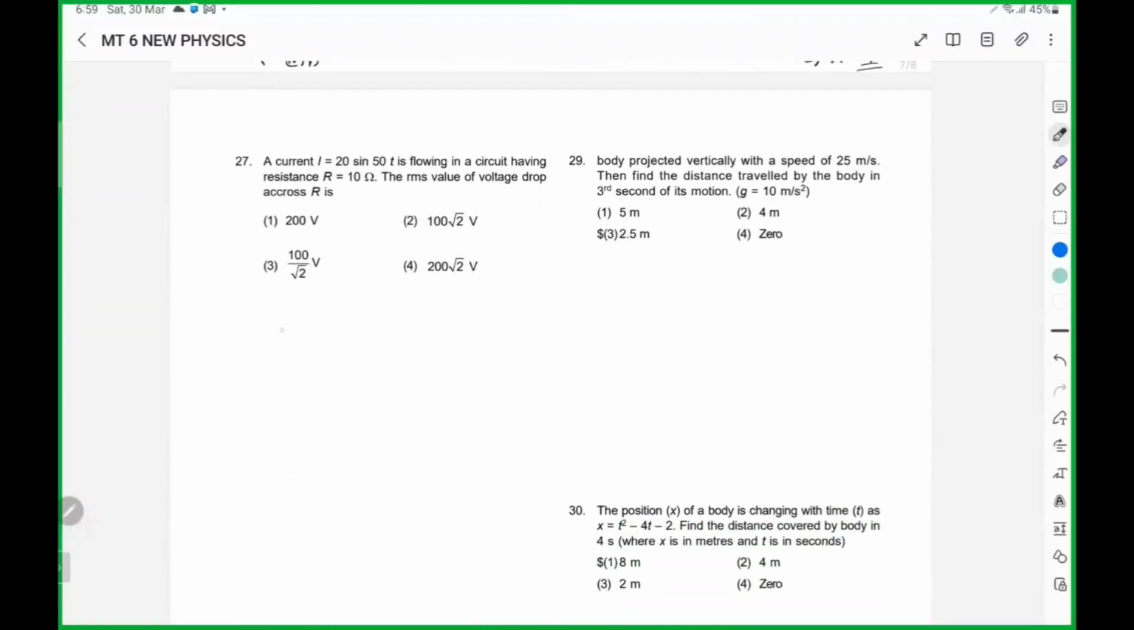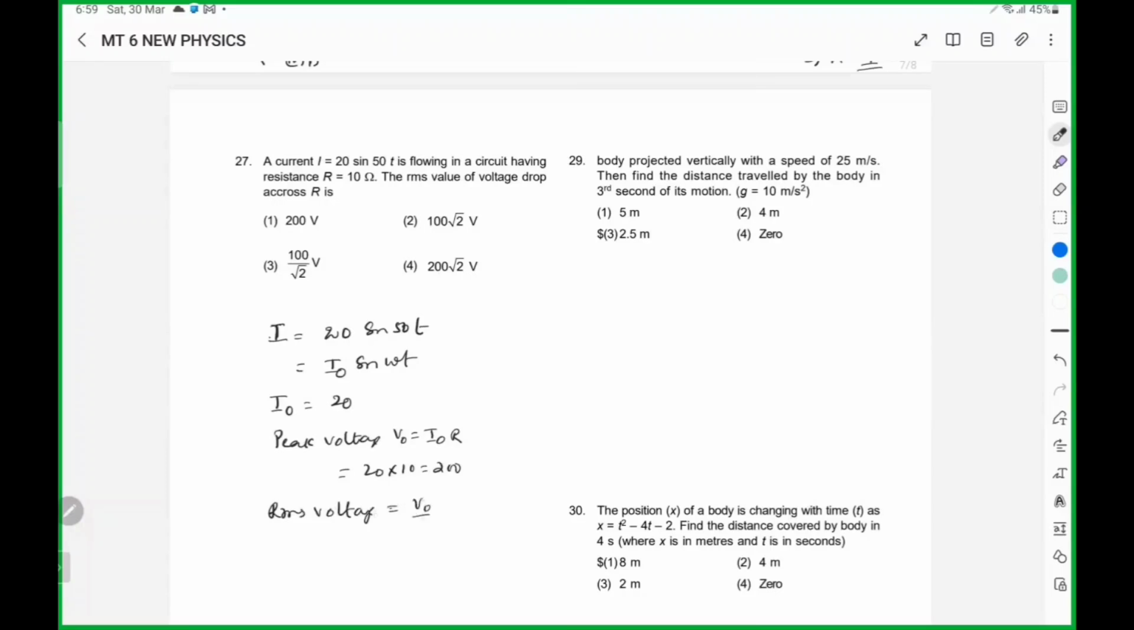The RMS. So here for AC current, the current varies like this, which is I naught sine omega t. The peak current is this, peak voltage is equal to I naught R, which is 20, resistance given 200. RMS voltage is V naught by root 2, 200 by root 2, which is 100 root 2.